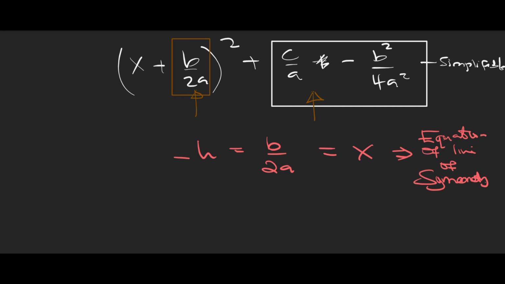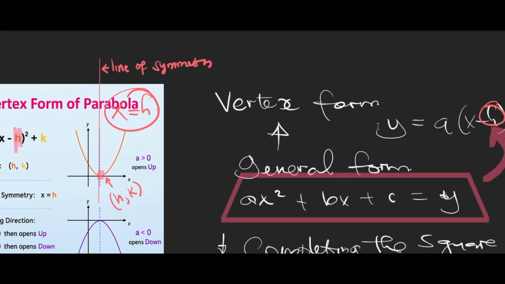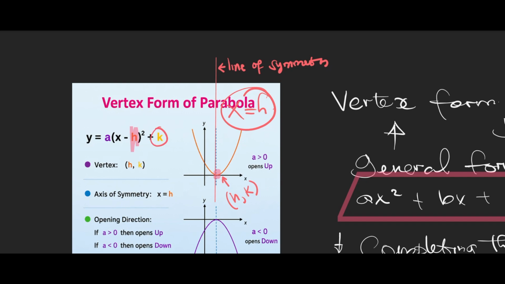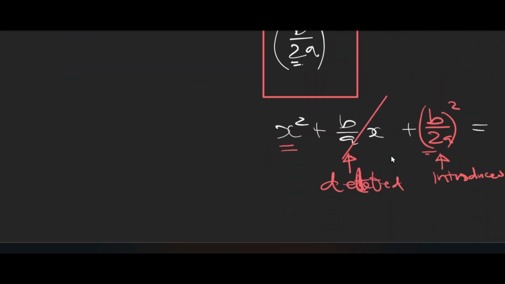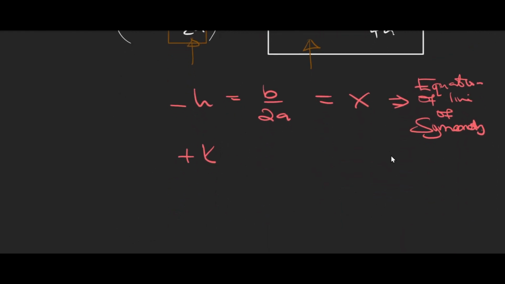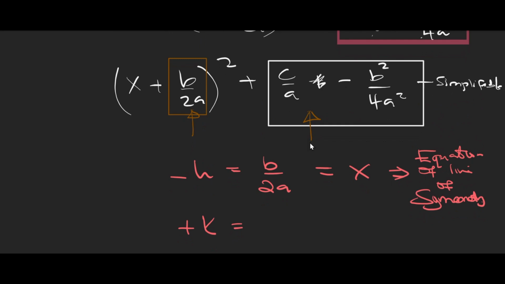So that's the first coordinate that you need. Then you have coordinate k. You have k over here. So k is the other coordinate, the y coordinate of the vertex. You can think of k as being equal to the whole of this box over here, c over a minus b squared over 4a squared, and this is equal to y.